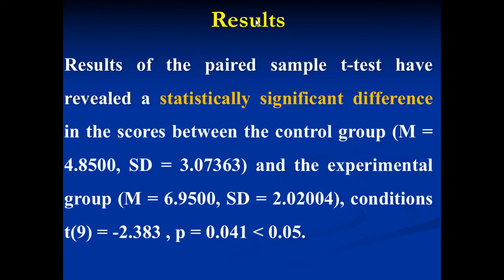Additionally, results of the paired sample t-test have revealed a statistically significant difference in the grades mean between the control group, average equals 4.85 and standard deviation equals 3.07363, and the experimental group, average 6.95 and standard deviation of 2.02004, with t(9) equal to minus 2.383 at a p level of 0.041, less than 0.05.